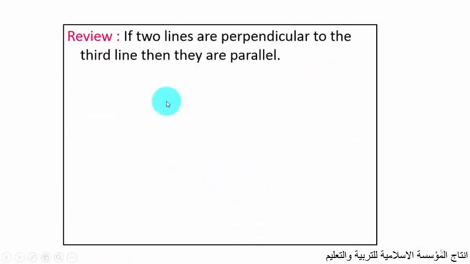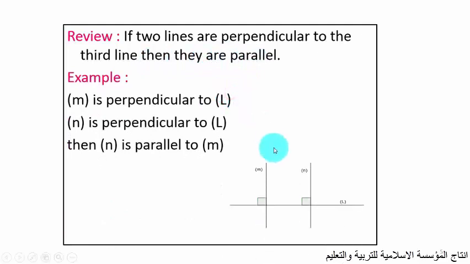3. If two lines are perpendicular to a third line, then they are parallel. Example. Line M is perpendicular to line L, and line N is also perpendicular to line L. So we can say that line N and line M are parallel to each other since they are perpendicular to the same line. Now, my lovely students, you should study the three properties well.